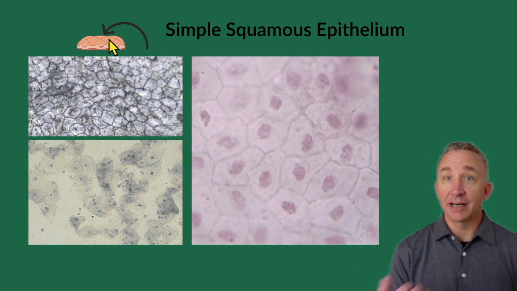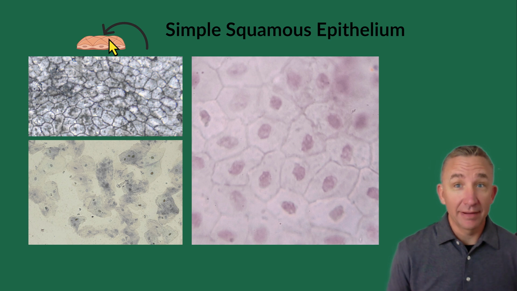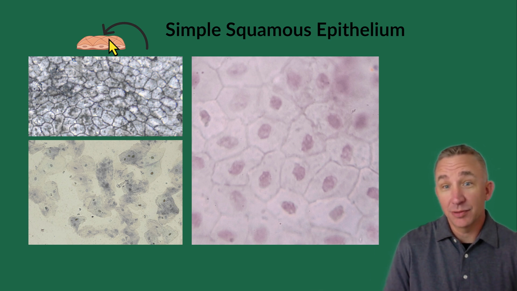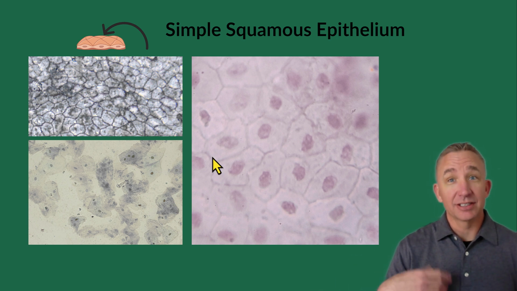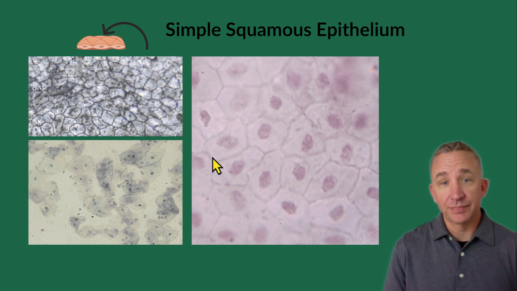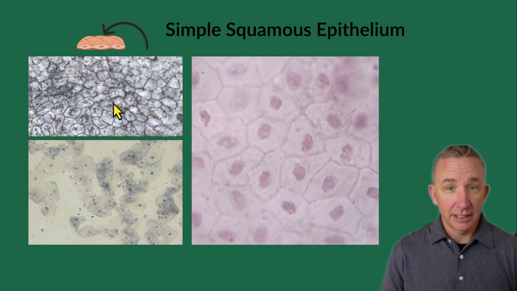It's just like anything else. I look different than you, but I still have a nose. It just looks different. So these three slides are the same. It's just all simple squamous epithelium. So we're looking at the top of it. All of these are individual cells. So I have 100 cells in this picture here on the top left.